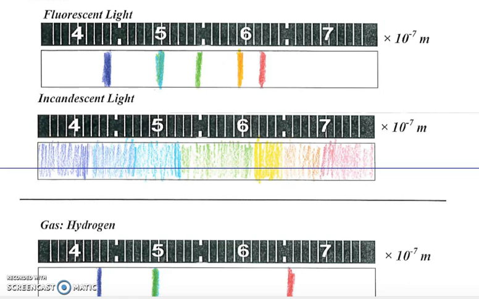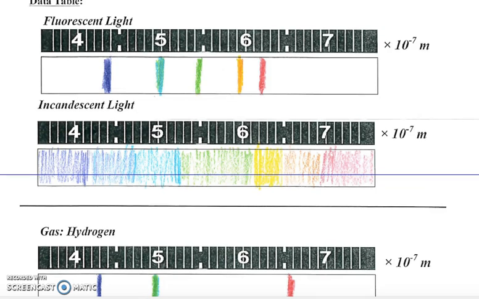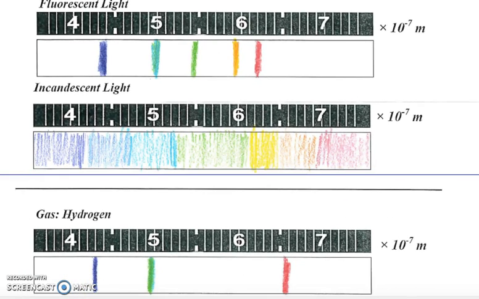The fluorescent light had some 5 or 6 bands of color. Incandescent was more of a blended rainbow, and the hydrogen gas had about 3 visible lines: a purple, a teal, and a red. Each one of these bands of light represents a wavelength of light, and those wavelengths are in times 10 to the -7 meters. So this number right here means 7 times 10 to the -7 meters.